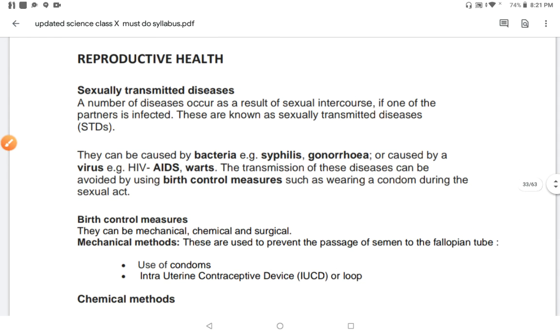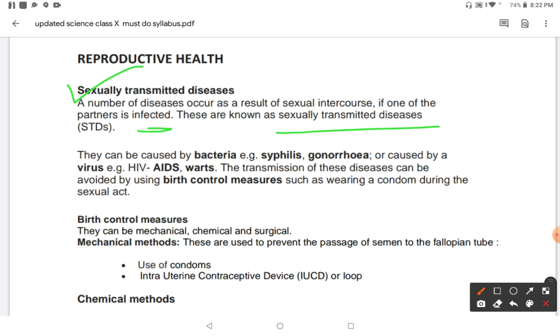What is reproductive health? Why is there a need for reproductive health? Because there are many things which always have an adverse effect on the health of the child or the girl child. That is sexually transmitted disease. A number of diseases occur as a result of sexual intercourse if one of the partners is infected. These are known as sexually transmitted diseases. For example, if the male is a sufferer of HIV/AIDS, then the female will also be affected by AIDS because they have sexual intercourse. They can be caused by bacteria. Diseases are syphilis and gonorrhea, and some diseases are caused by viruses, that is HIV/AIDS and warts.